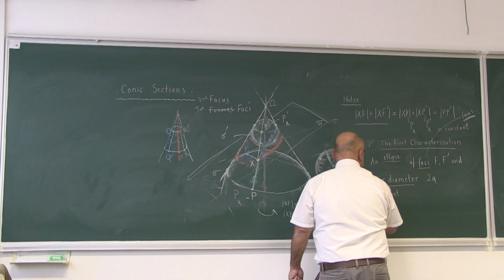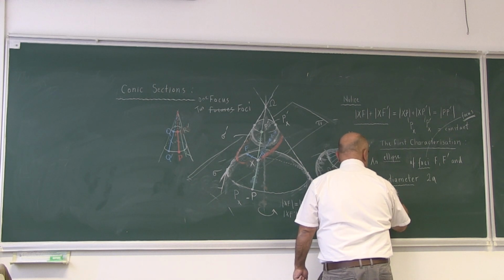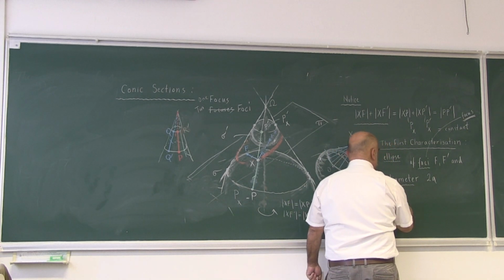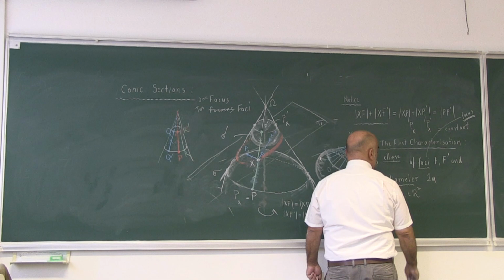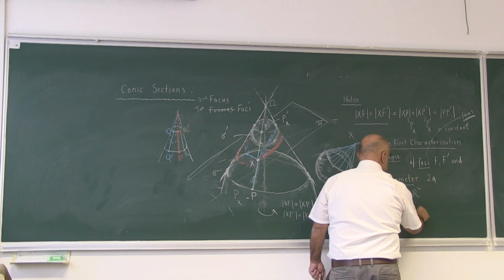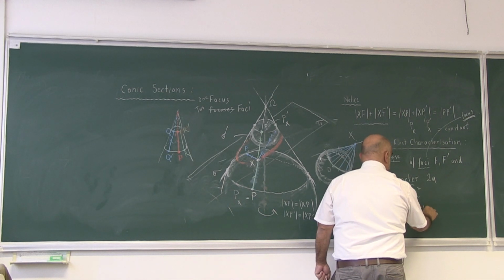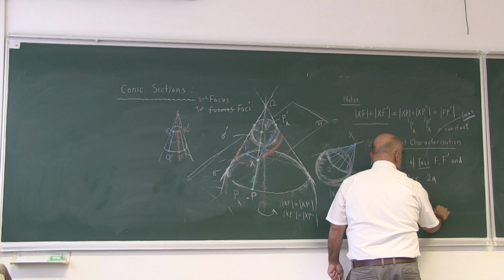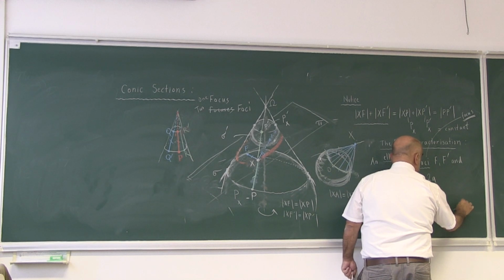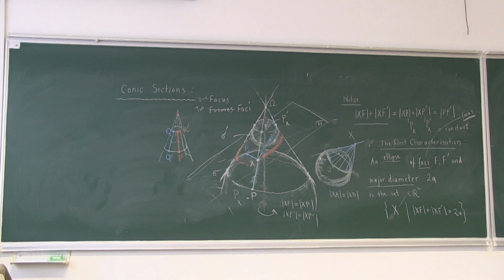Here I'm writing it in set theoretical notation: those points x in the plane, you can imagine a Cartesian plane, R2, consisting exactly of those points which have the following property: xf plus xf prime equals 2a. So that is an ellipse.